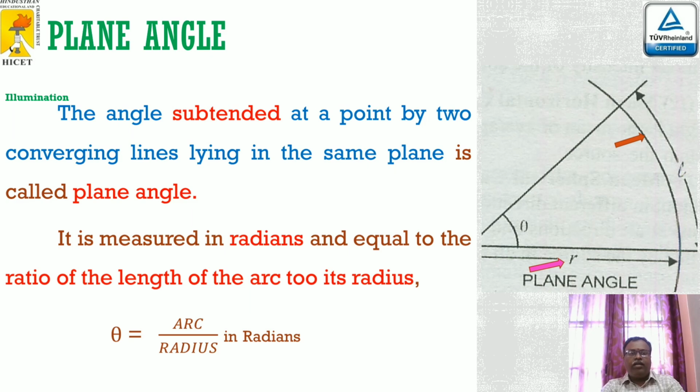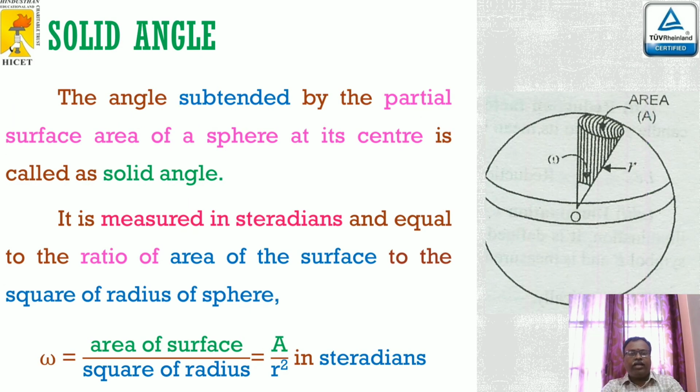Next one is called solid angle. The angle subtended by a partial surface area of the sphere at its center is called solid angle. It is measured in steradians and equals the ratio of the area of the surface to the square of the radius of the sphere. You can see that omega equals area of surface divided by square of radius. Therefore, omega is directly proportional to the area of the surface, and inversely proportional to the square of the radius. And of course, the unit of solid angle is steradians.